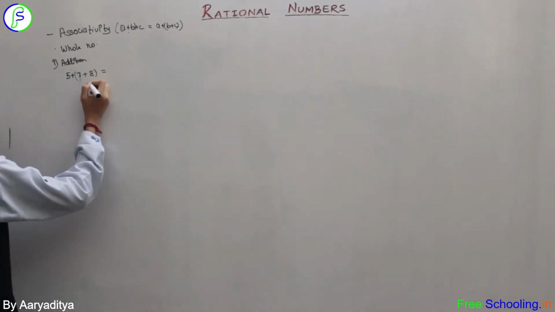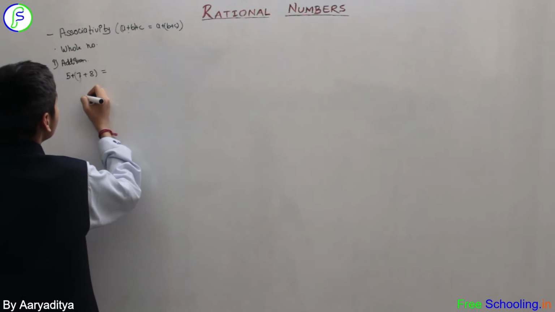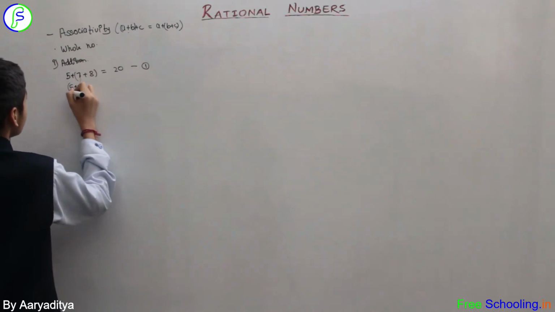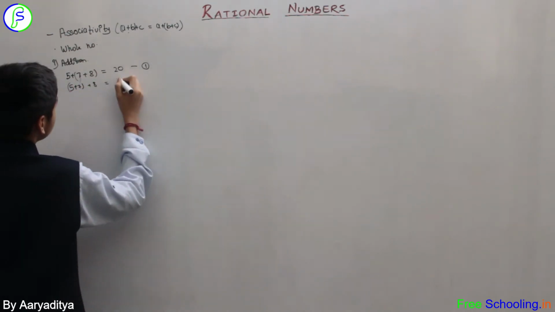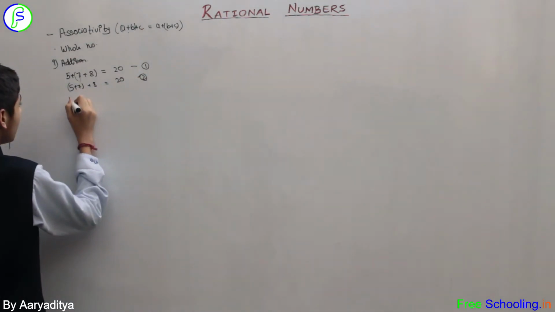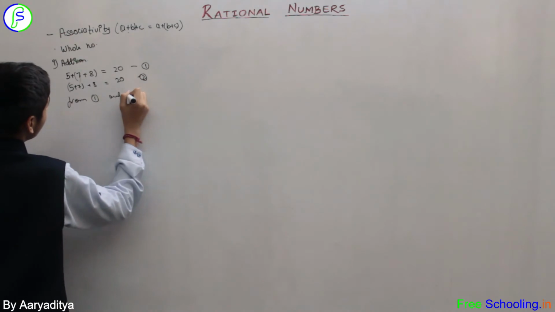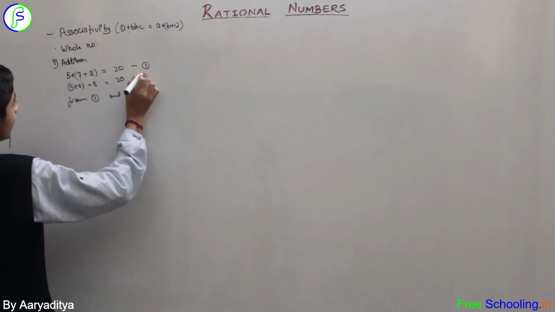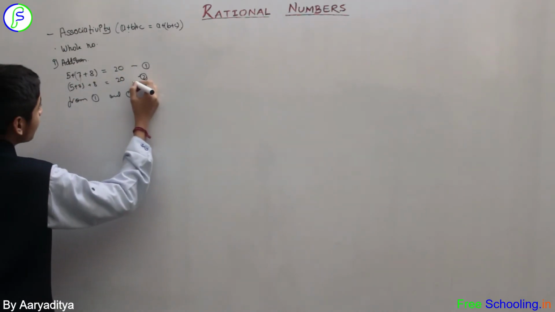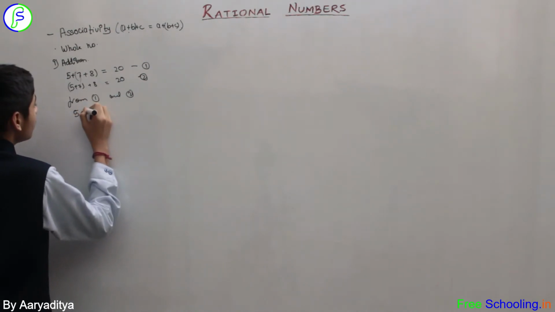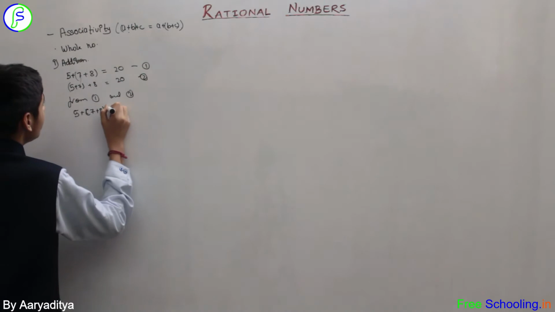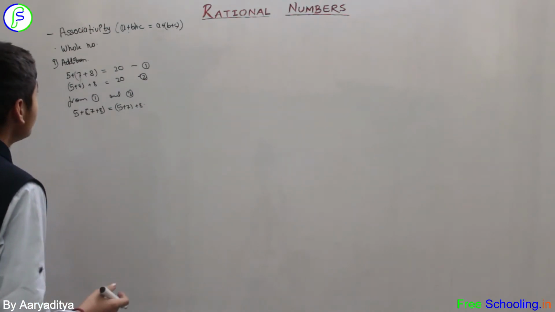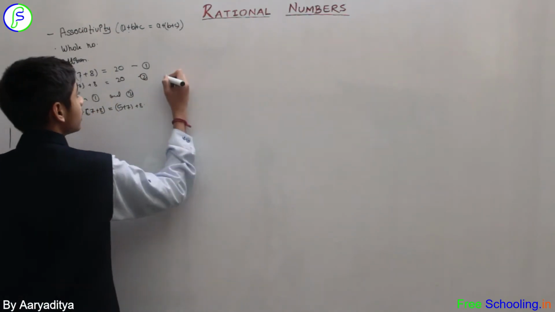Okay, so what will be the answer for this one? 7 plus 8, we get 15, and plus 5, we get 20. Similarly, if I do (5 plus 7) plus 8, 5 plus 7, we get 12, and 12 plus 8, we get 20. So from equation 1 and 2, we see that 5 plus (7 plus 8) is equal to 20, and in equation 2 also it is 20. So we will write 5 plus (7 plus 8) is equal to (5 plus 7) plus 8. So addition is associative under whole numbers.